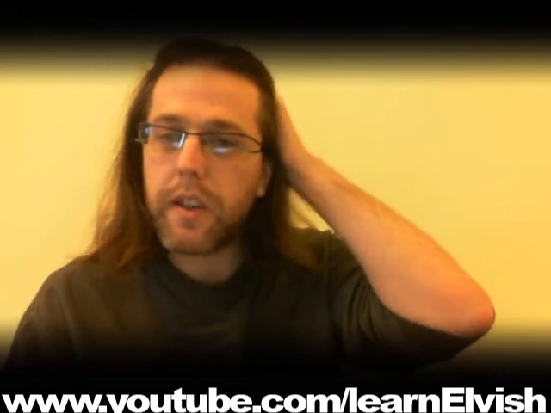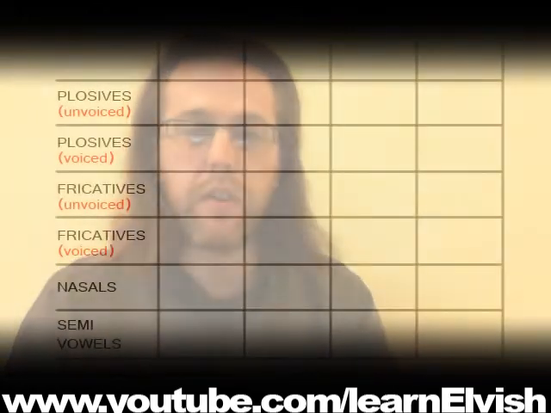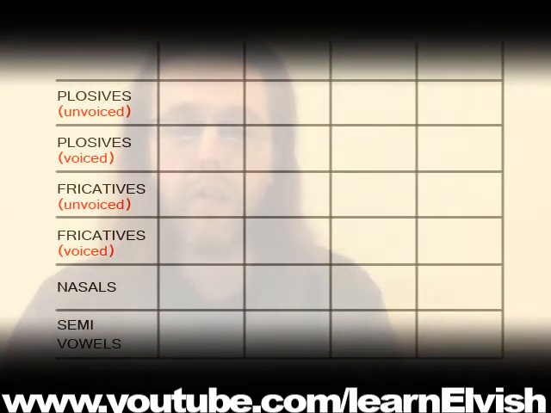Now, we can append those to our table, giving us voiced plosives, unvoiced plosives, voiced fricatives, unvoiced fricatives, and then the nasals and the semivowels.